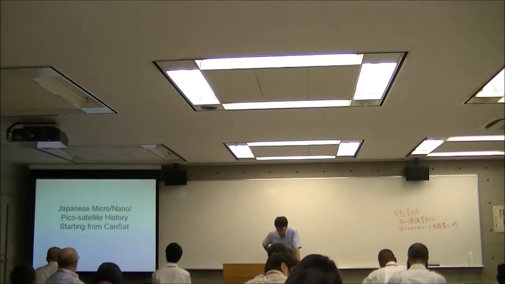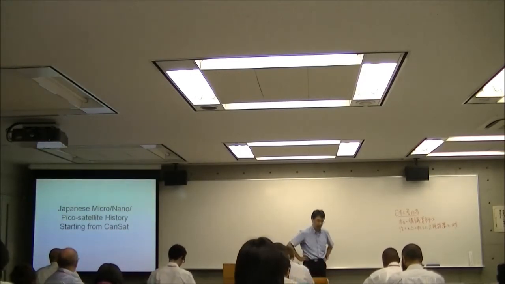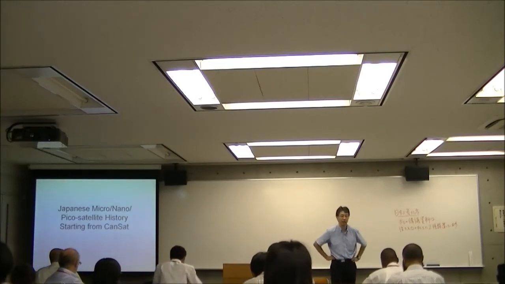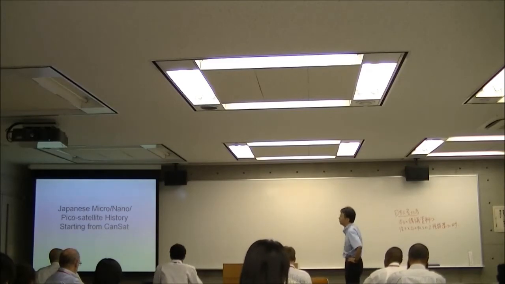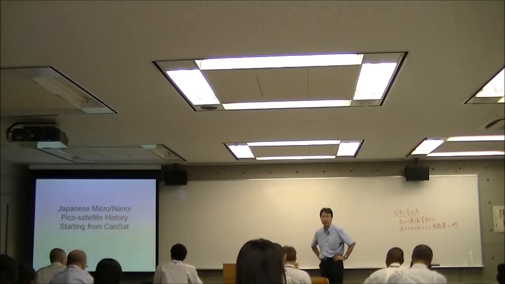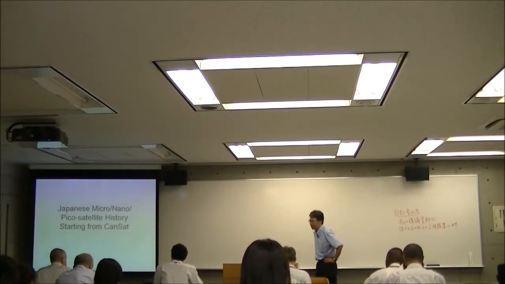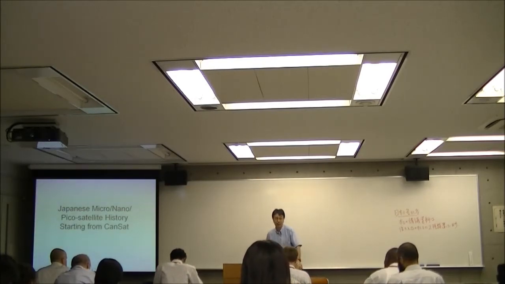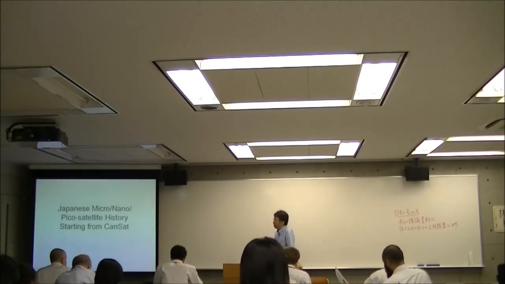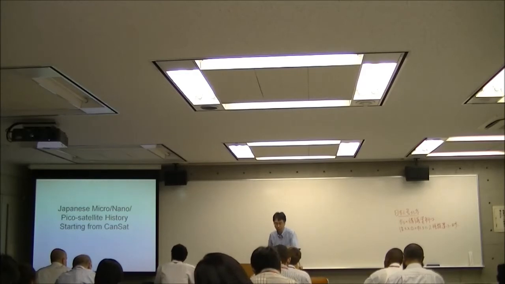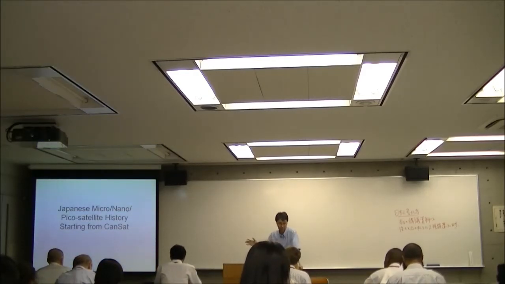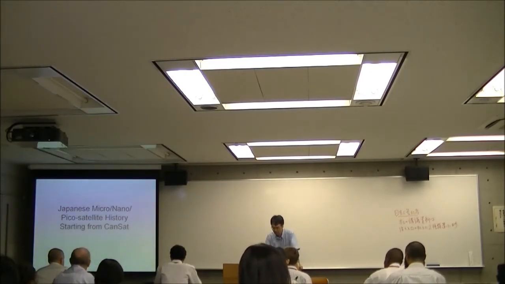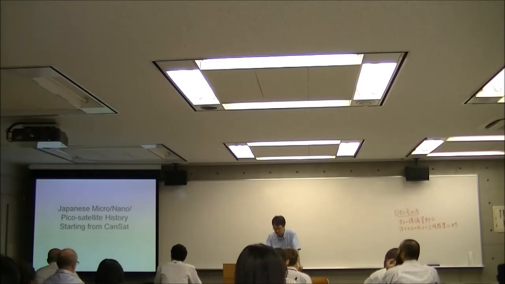And many universities in Japan got experience, skills and know-how from this experiment, and many universities started development of larger satellites and real satellite projects. This is called micro, nano, pico satellites. I'd like to briefly show you how Japanese universities started from this and went into space, using the example of our university.